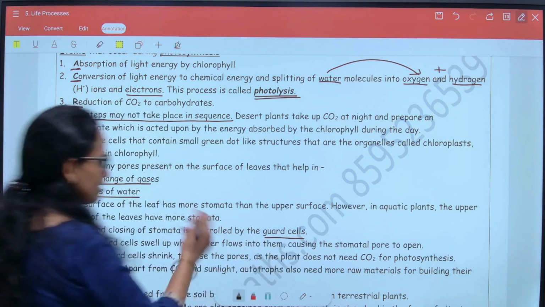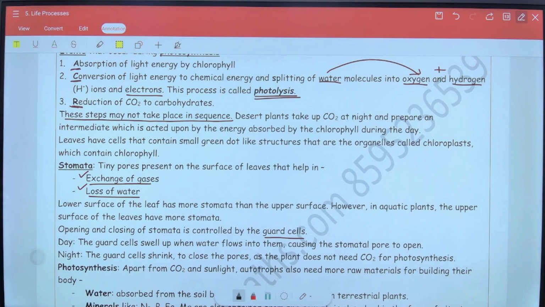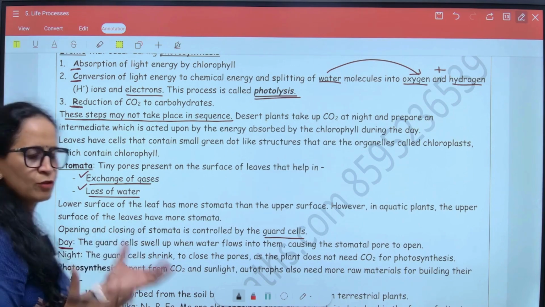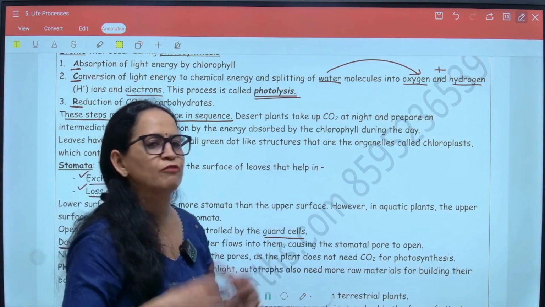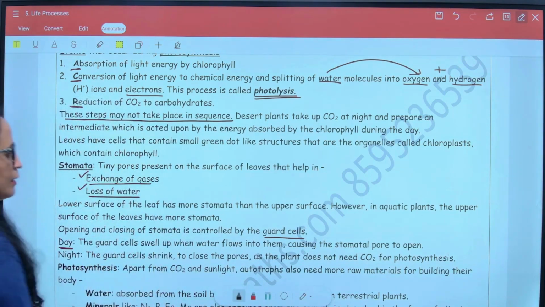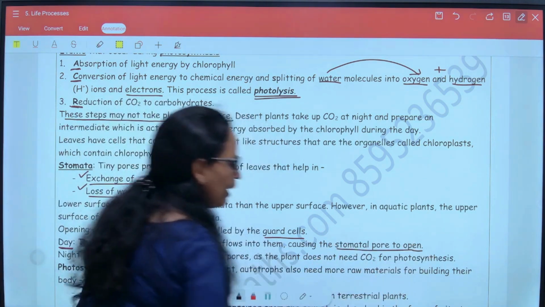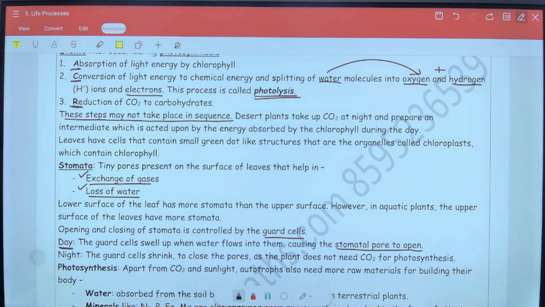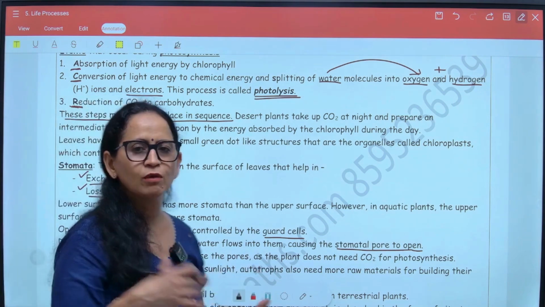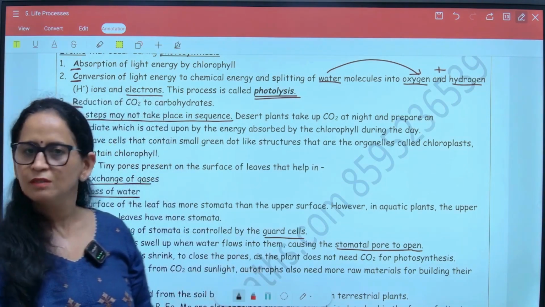All this you must have done in lower grades also. So what happens during the day is the guard cells swell up through the process of osmosis. They take in water from the surrounding cells and swell up. When the guard cells swell up, they cause the stomatal pore to open, and then exchange of gases or loss of water can take place. At night the guard cells lose water and shrink, and that closes the stomatal pore, so no more exchange of CO2 or water loss takes place during the night, right.